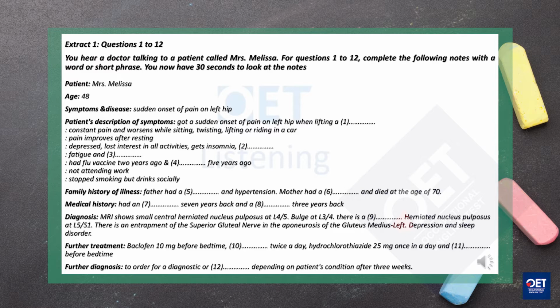Good morning, doctor. Good morning. Please be seated. May I ask why you have come to see me? Well, I have had a sudden onset of pain by lifting a weight of about 40 pounds at my workplace. I have developed pain on my left hip. Although the pain is dull, it is aching and stabbing. The severity ranges from mild to severe. The pain is present constantly and worsens while sitting, twisting, lifting, or riding in a car. The pain improves after resting.